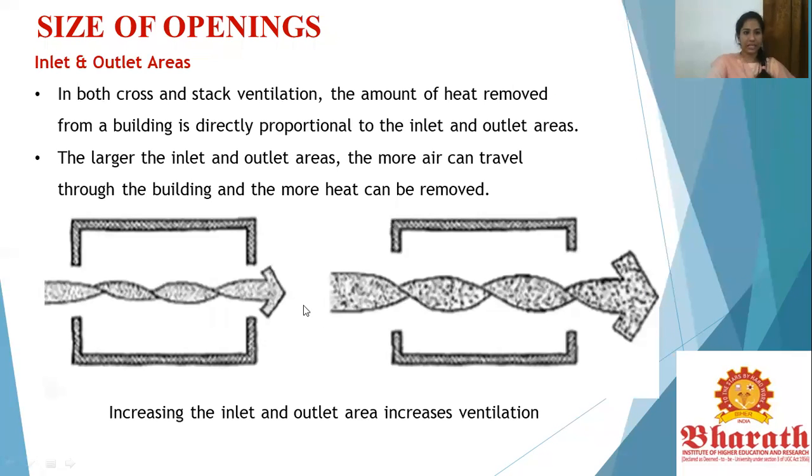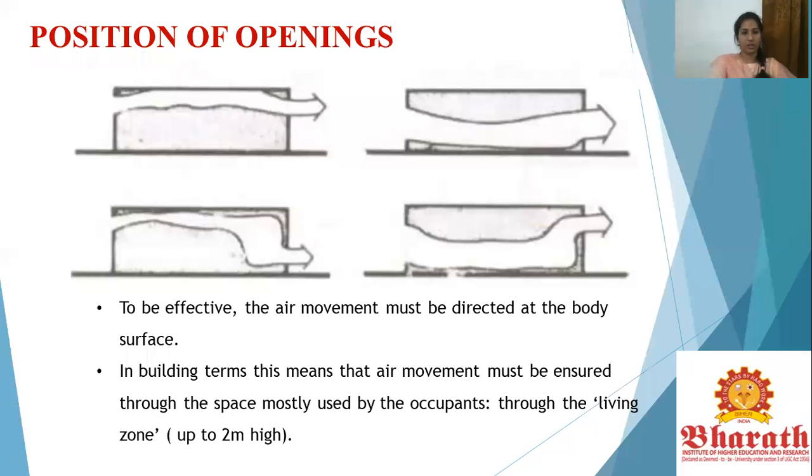Then there's the size of your opening, as another condition. In both cross and stack ventilation, the amount of heat removed from a building is directly proportional to the inlet and outlet areas. The larger the inlet and outlet areas, the more air can travel through the building, and the more heat can be removed. It's a basic concept: the more you open, the more air can enter and go out. So increasing the inlet and outlet areas increases your ventilation.